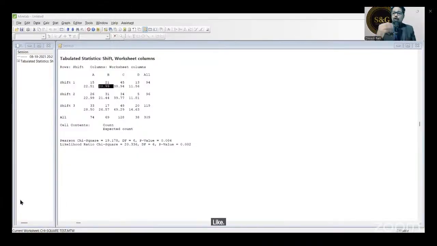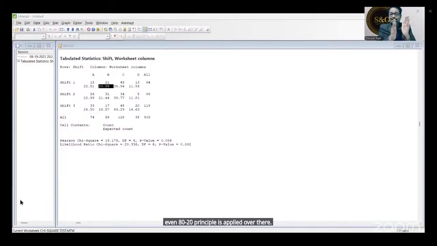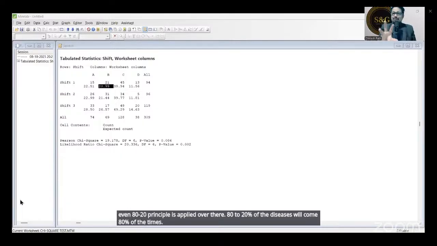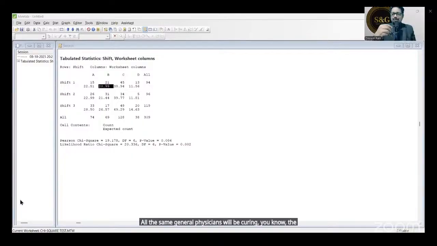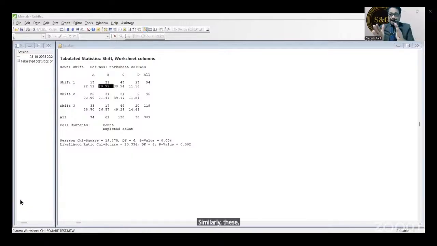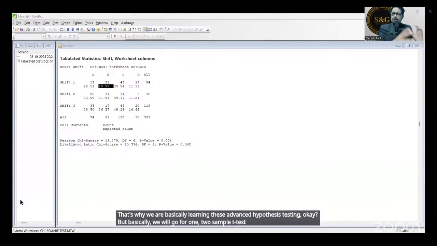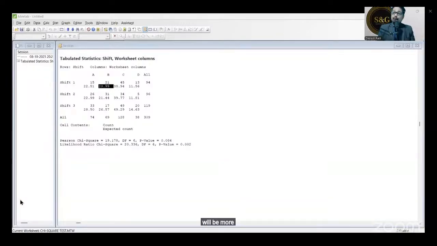Like for example, when doctors go for medical study, they study all the diseases, but do they practice all of them? No. Even the 80-20 principle is applied there. 20% of the diseases will come 80% of the times. General physicians will be curing simple cough and cold, fevers, viral infection, indigestion, stomach disturbances. These are very common diseases which will come 80% of the times. Similarly, we are learning these additional things so that if that situation comes, we should be able to handle it. That's why we are learning these advanced hypothesis tests. But basically we will go for 1 sample t test, 2 sample t test, ANOVA, etc. The basic stuff will be more useful and more used. Clear? So that completes our hypothesis testing.